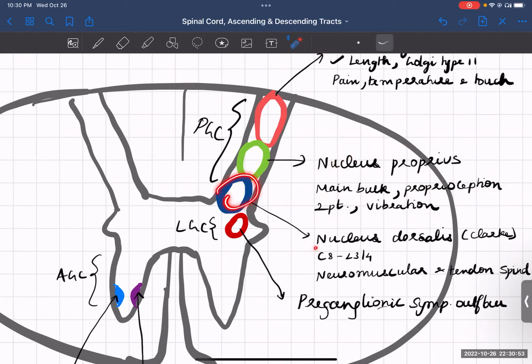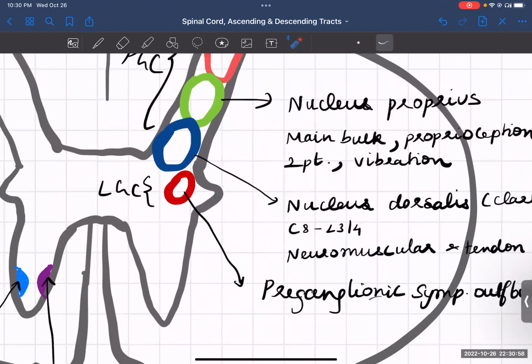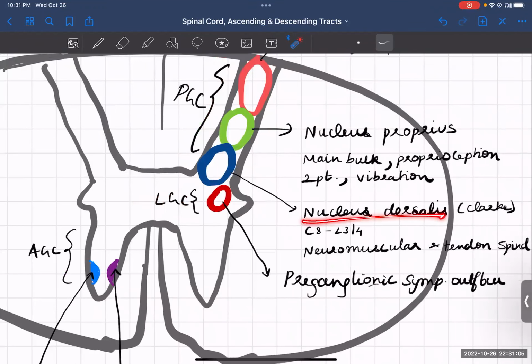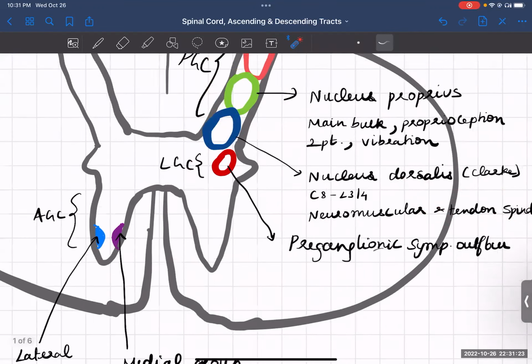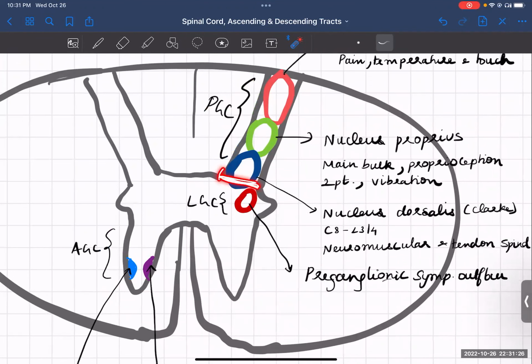What about nucleus dorsalis, which is also called Clark's column? It is present only from the level of cervical segment 8 to the level of lumbar 3 or lumbar 4. The function of nucleus dorsalis is to detect neuromuscular and tendon spindle sensory functions. So basically your posture, your movements, joints, tendons, all of those spindle movements are detected by your nucleus dorsalis, and its cell bodies are accumulated in this part. So you may call this the base of your posterior gray column.